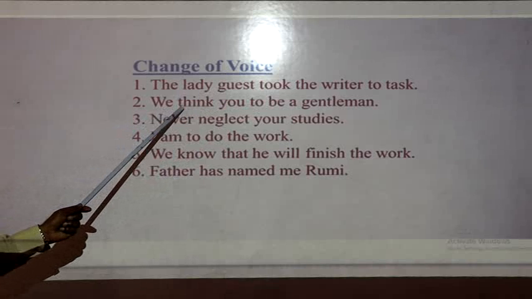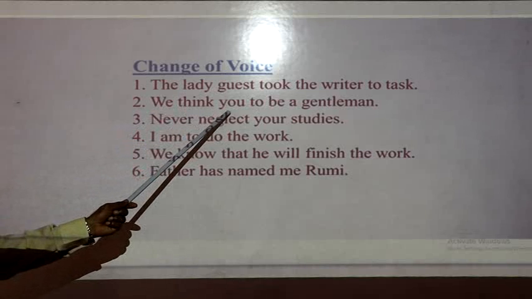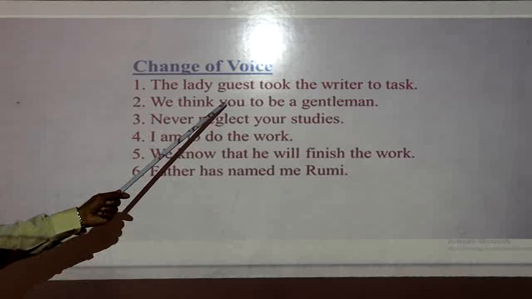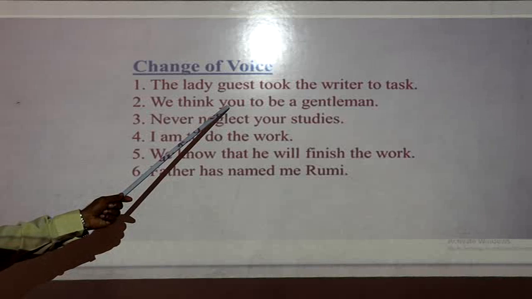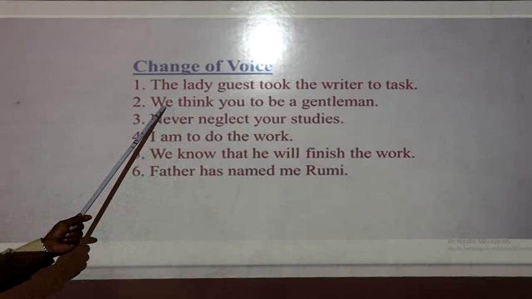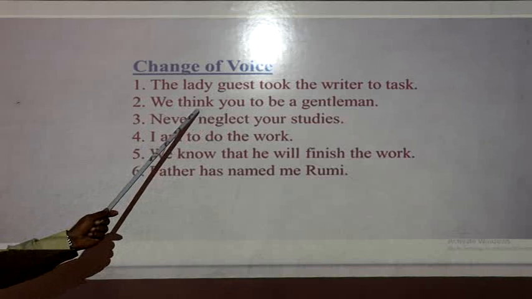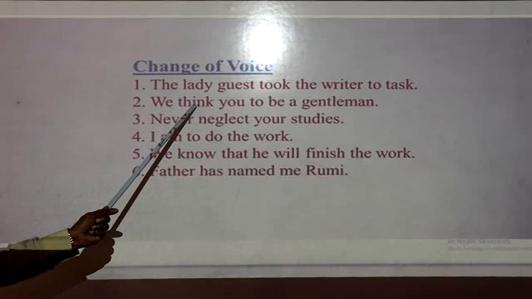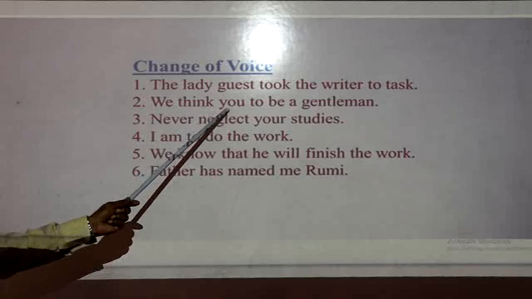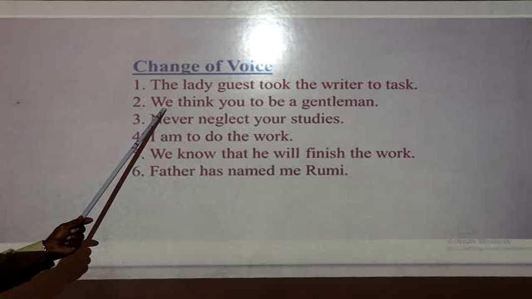Number two, we think you to be a gentleman. We is subject, think is verb, you is object, to be a gentleman is extension. So let us see, you are thought to be a gentleman by us. Object you becomes subject, it is present tense, we will have to use are. You are thought to be a gentleman by us.